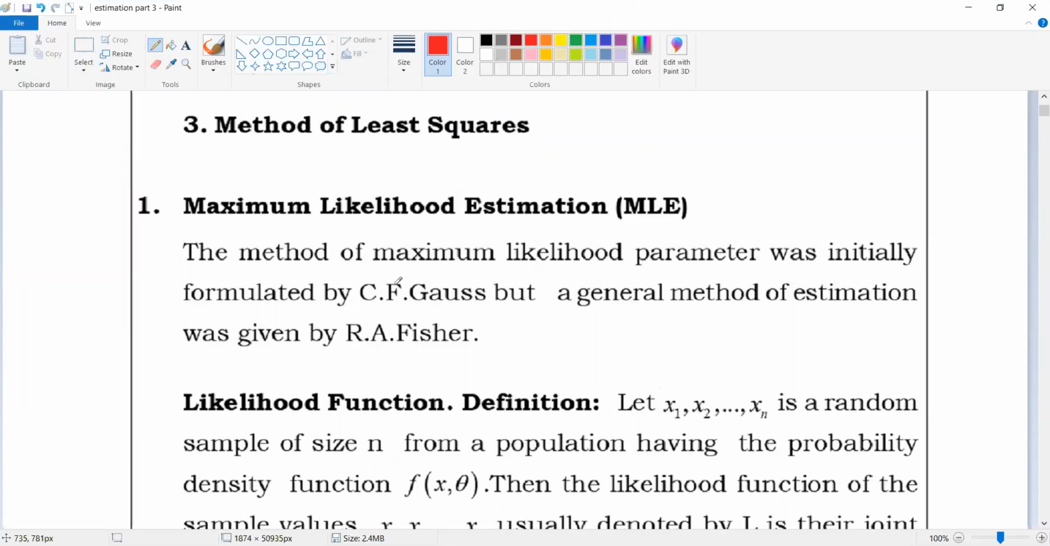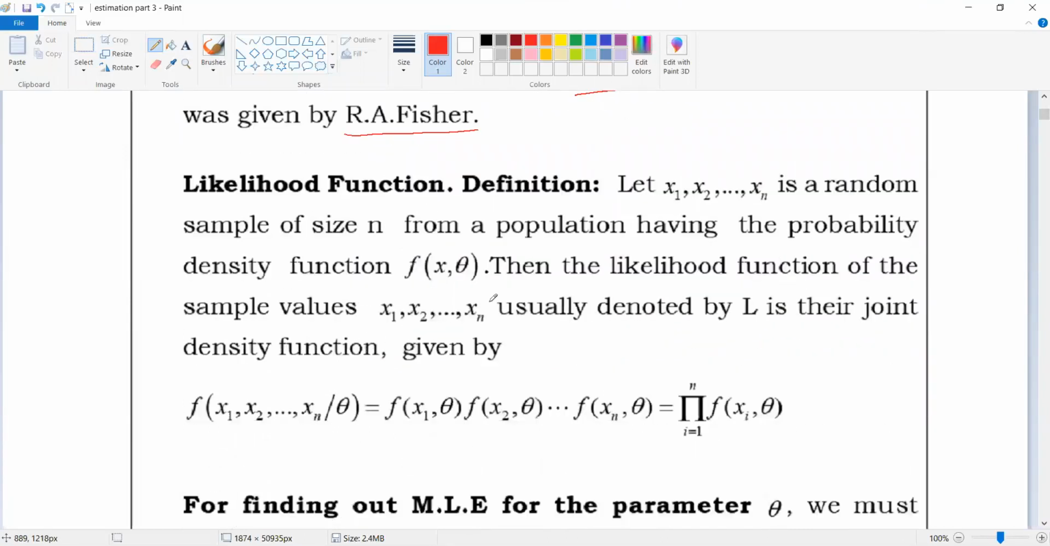The method of maximum likelihood estimator was initially formulated by C.F. Gauss, but a general method of estimation was given by R.A. Fisher. Before taking the MLE, first of all, you have to know the definition of the likelihood function.